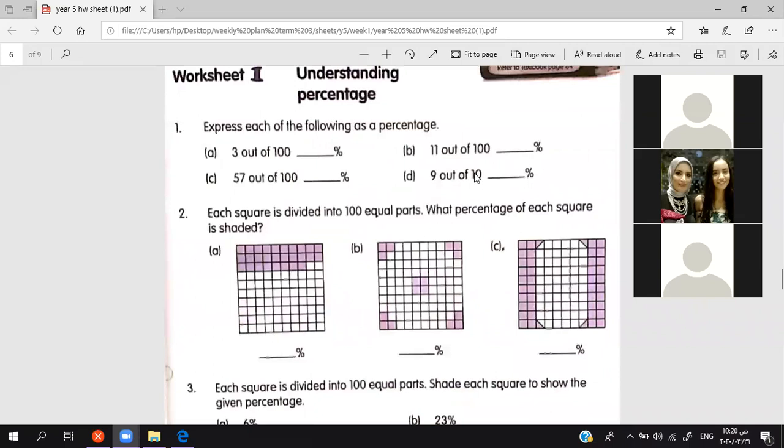Now here, express each of the following as a percentage. What is a percentage? A percentage is a unique fraction, a unique fraction where the denominator must always be 100. Okay, this is the trick here. A fraction, the denominator of it must always be 100 to be a percentage. Okay, here it is saying 3.